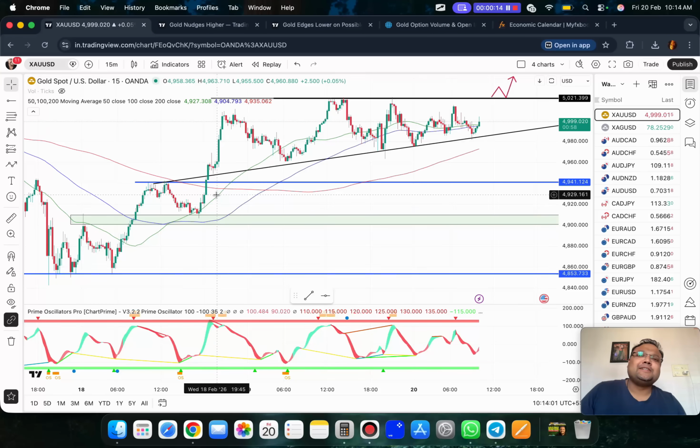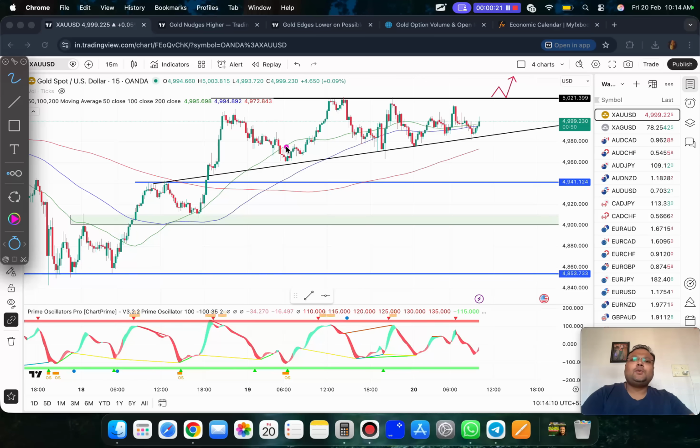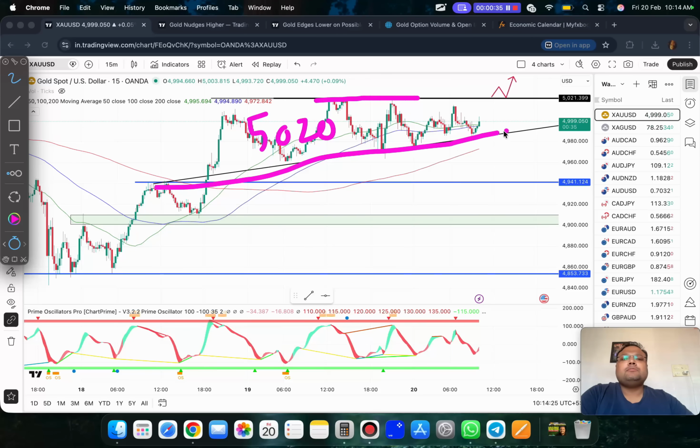So let's get started. My dear friends, this is the 15-minute chart of gold in front of us, and we can see that gold is sideways. Gold is trading in a range here, and gold is unable to cross the level of 5020. If you look at the chart carefully, then we can see that gold is also respecting this trend line, and overall we can consider this as an ascending triangle pattern.